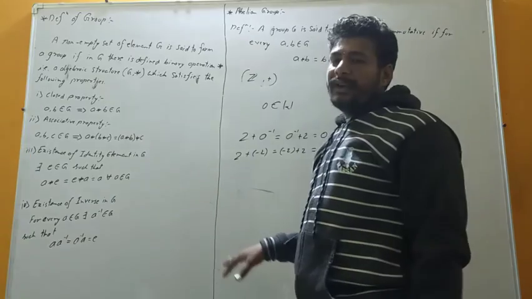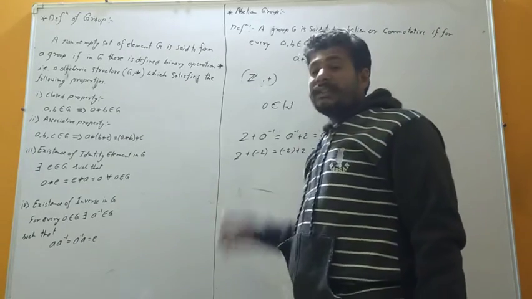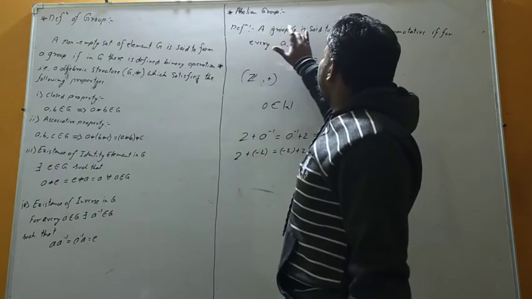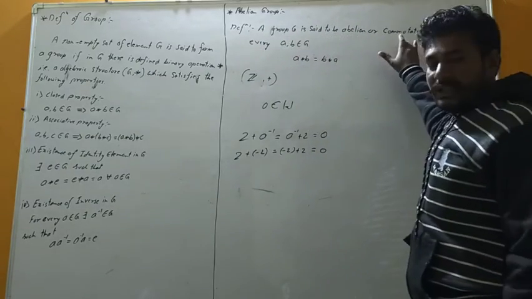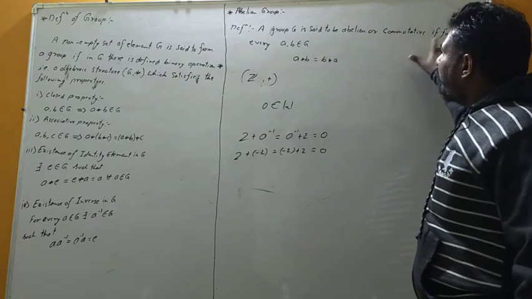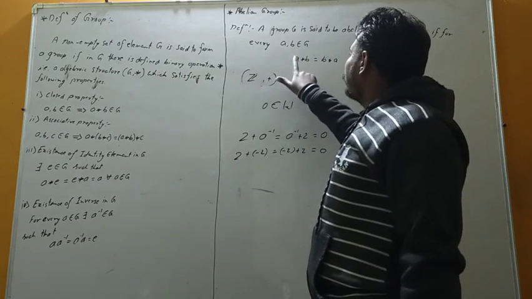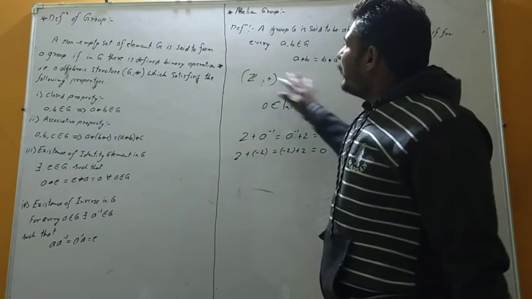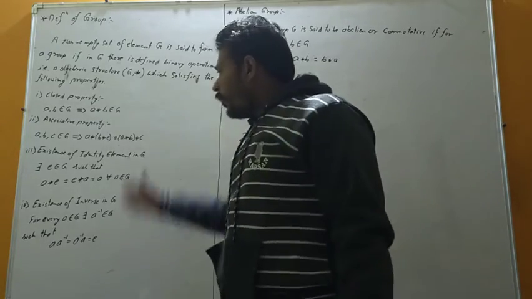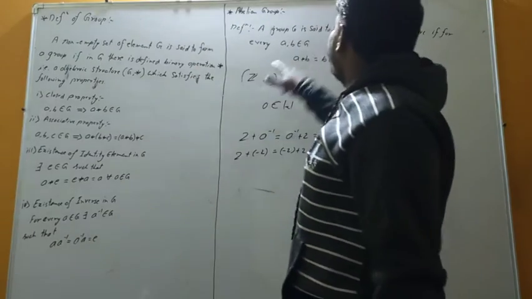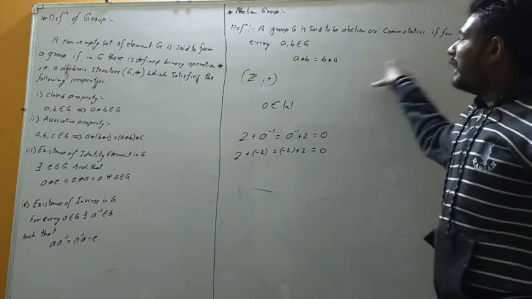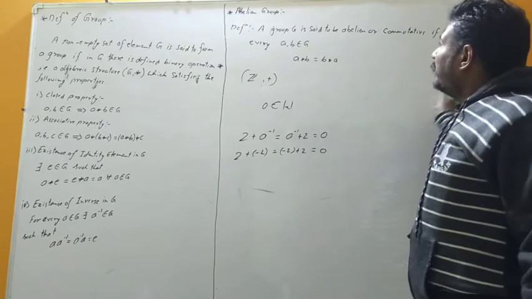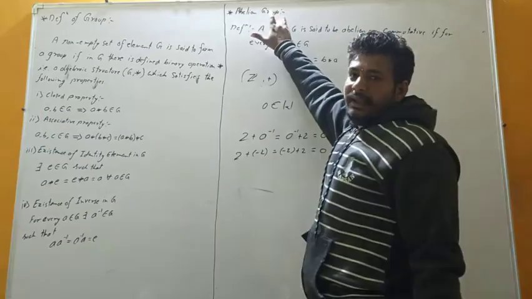One more property that we have skipped is commutativity. A group G is said to be commutative, or abelian, if for every A, B belonging to G, A star B is equal to B star A. If, with these 4 properties, a set also satisfies the commutative property, that is A star B is equal to B star A, that type of group is called an abelian group.